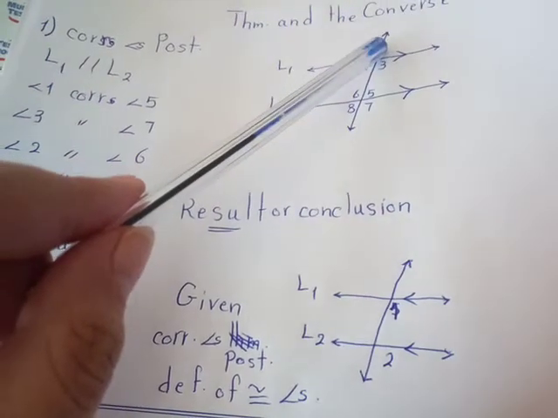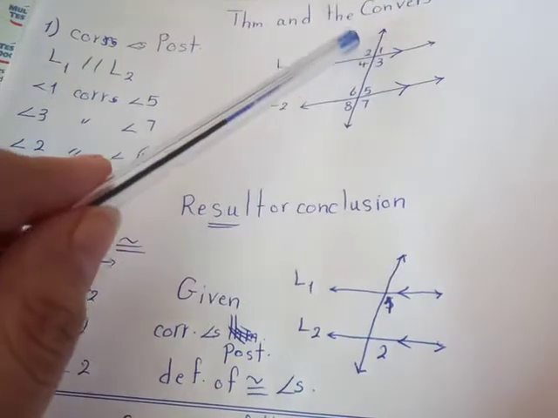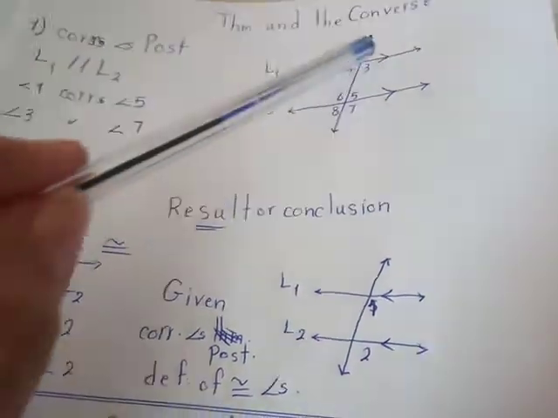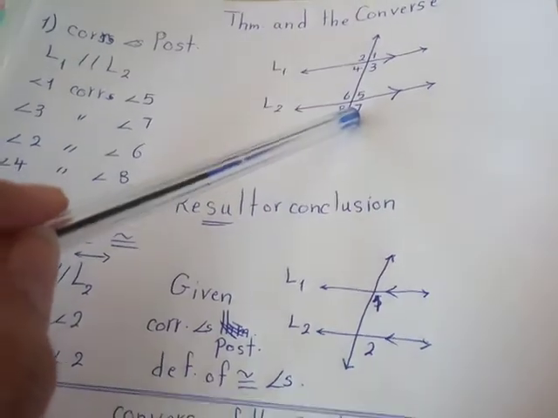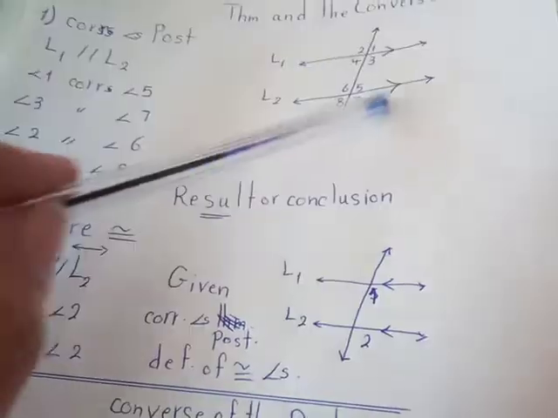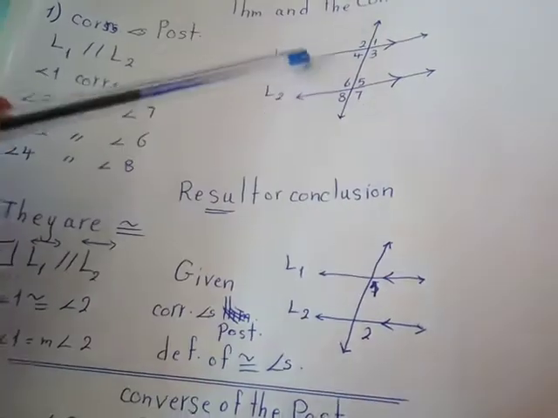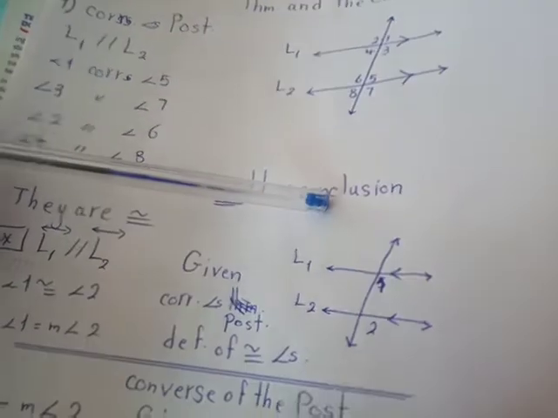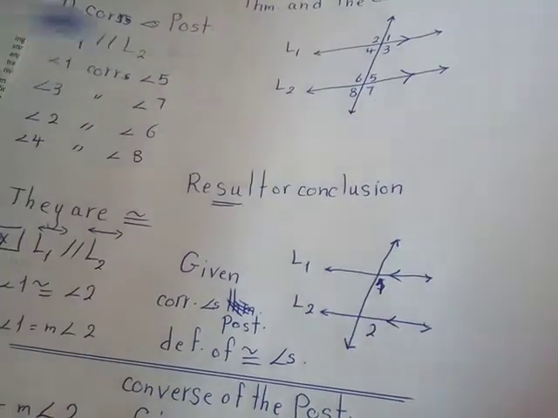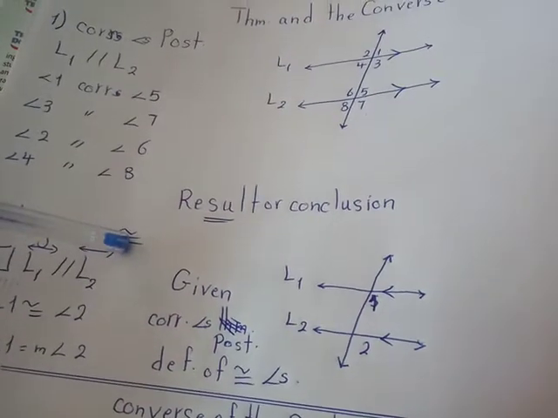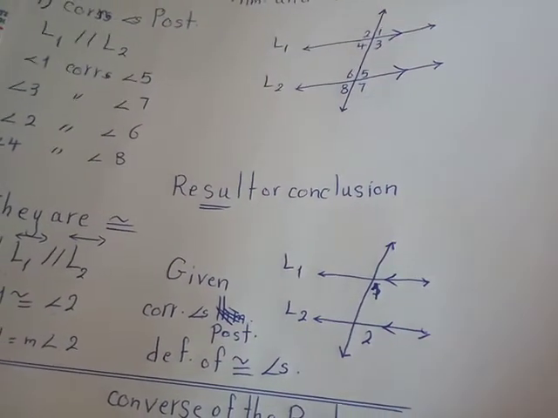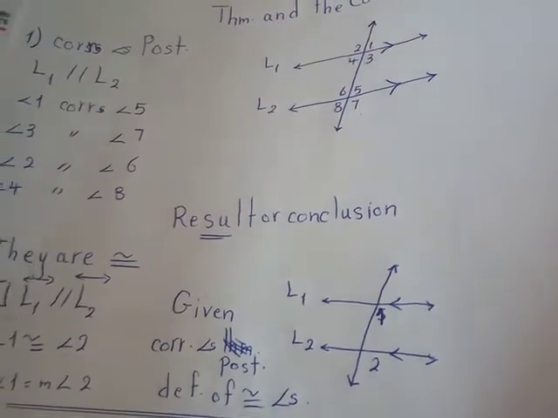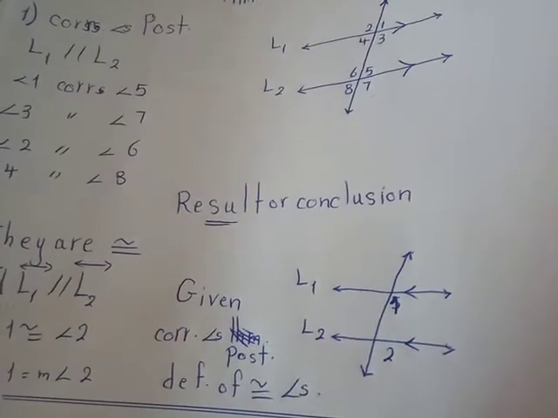So angle 1 corresponding to angle 5, and angle 2 corresponding to angle 6, and angle 4 corresponding to angle 8, and angle 3 corresponding to angle 7. So we have the relation, the angles are corresponding, and the two lines are parallel. What is the result? What is the conclusion? They are congruent. So if we have two parallel lines and the angles are corresponding, the result or the conclusion is that they are congruent.